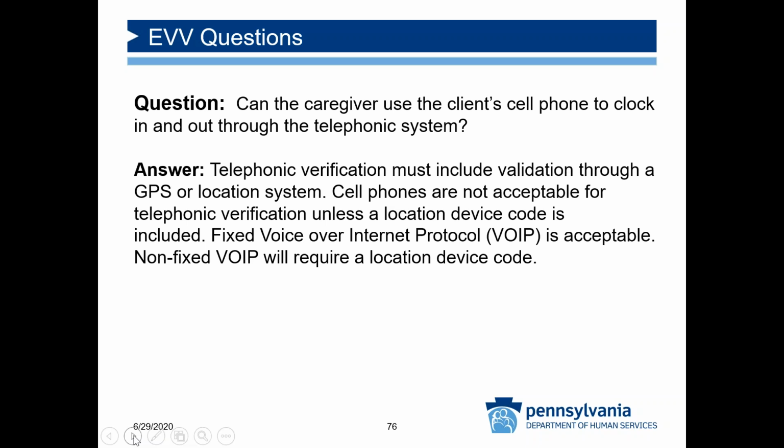Question: Can the caregiver use the client's cell phone to clock in and clock out through the telephonic system? Answer: Telephonic verification must include validation through a GPS or location system. Cell phones are not acceptable for telephonic verification unless a location device code is included. Fixed voice over internet protocol is acceptable. Non-fixed voice over internet protocol will require a location device code.